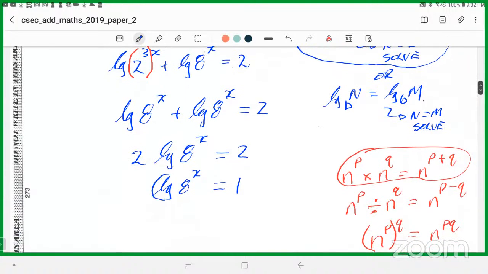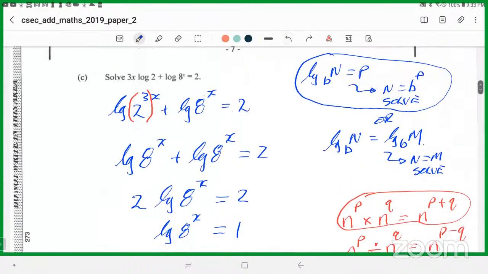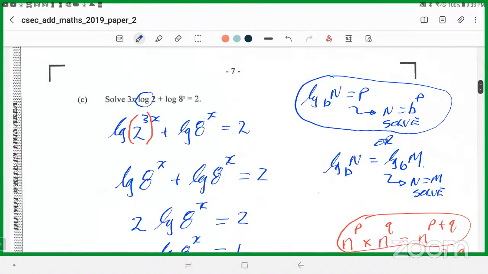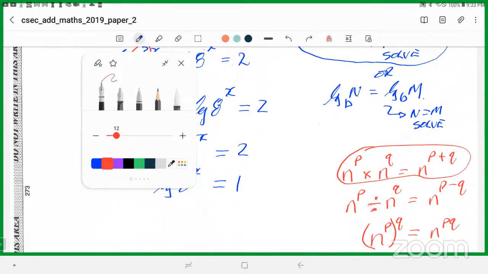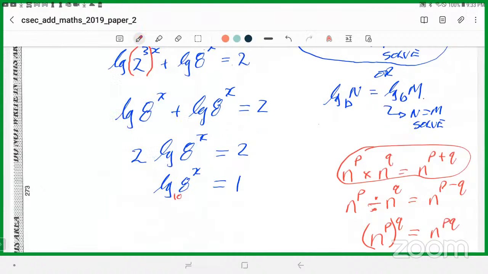Remember, when you don't see any base on the log, it means you're working in base 10. When they don't show you any base, say log and log, it means that you're working in base 10. I just don't write out LOG, I write LG. It means the log is just the same, but I'm working in base 10. When they don't show it, it is base 10.